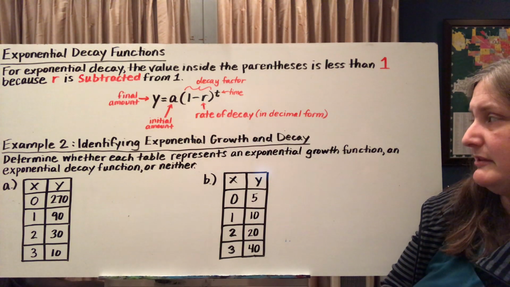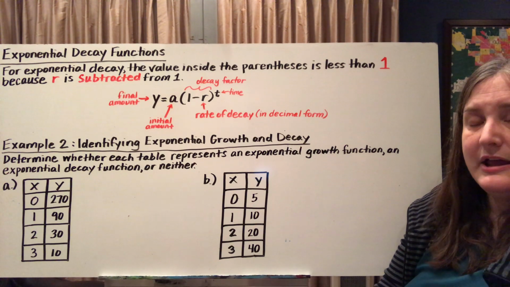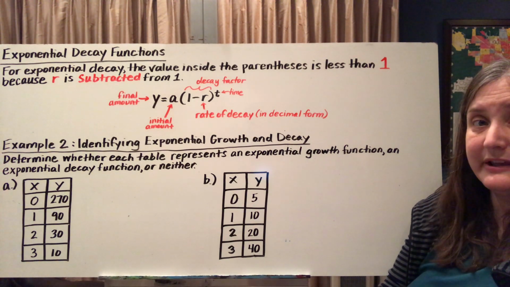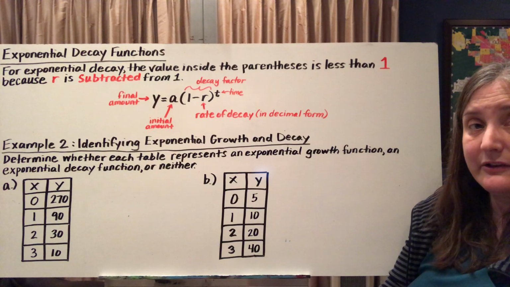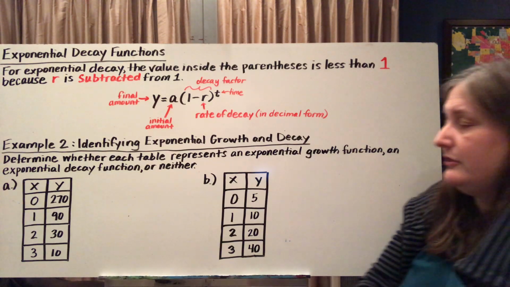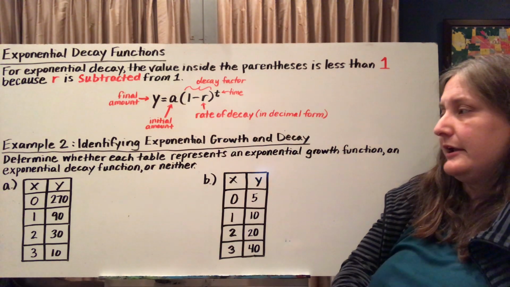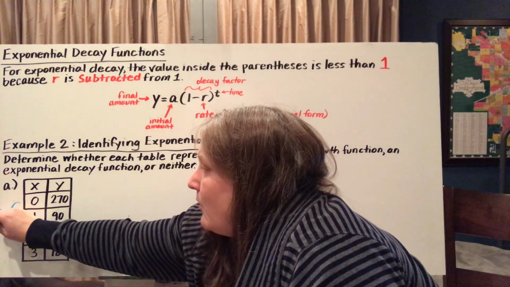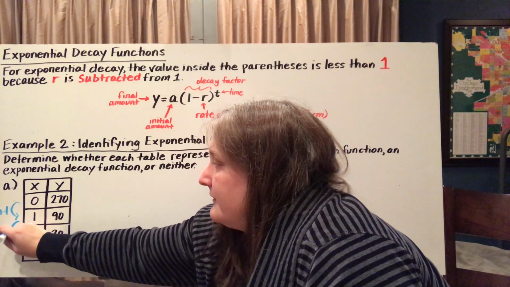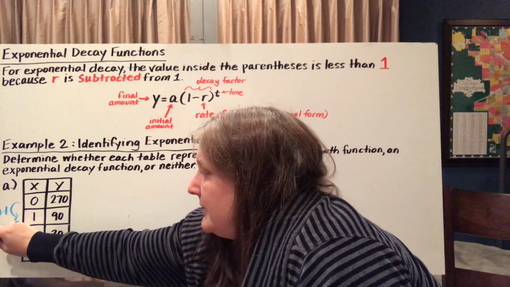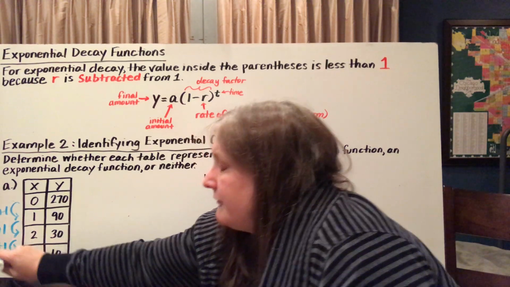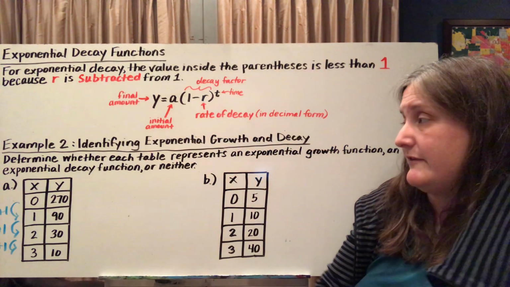So let's take a look at some of these tables and try to decide if they're showing us exponential growth, exponential decay, or maybe they're not exponential at all. So in this first table here, I notice that my x values are always increasing by 1, which is a good thing because that's a characteristic of an exponential function. It can also be a characteristic of a linear function though, so I have to look at my y values.